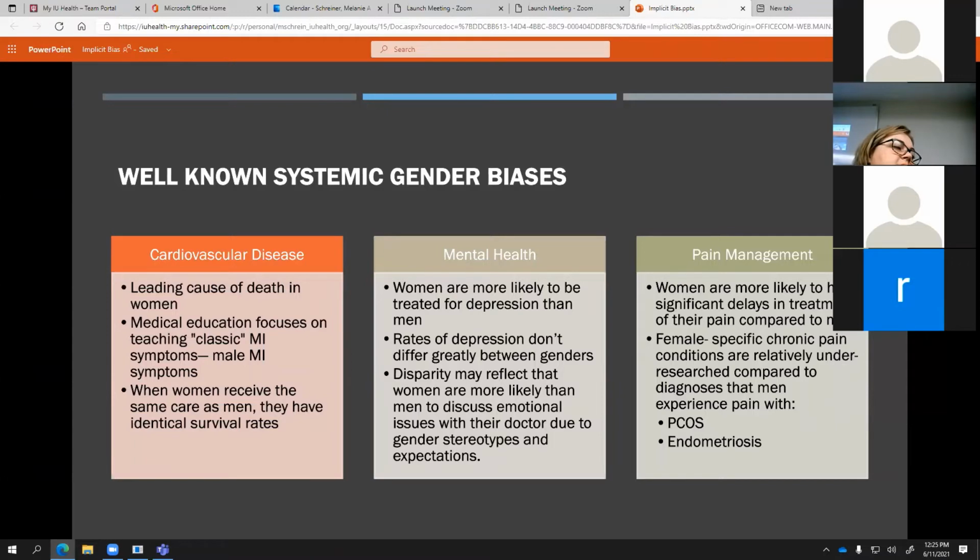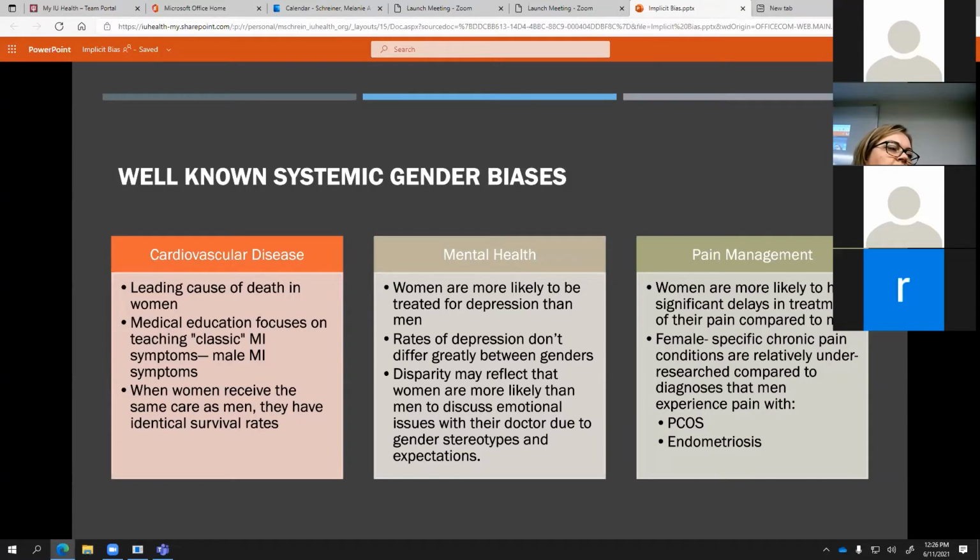What's striking about this is that when women are appropriately identified and they receive the exact same care as men do, their survival rate is the same. But right now, that is not the reality that we're living in. Women are not being recognized and they are not being treated consistently as men are, and so they're not surviving as well.